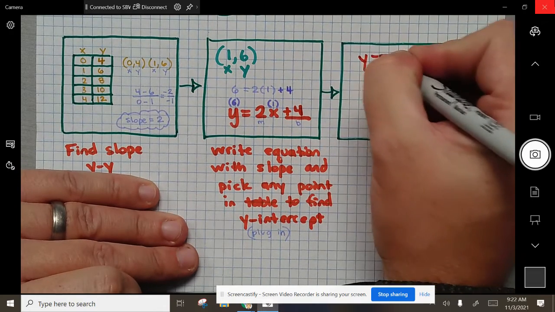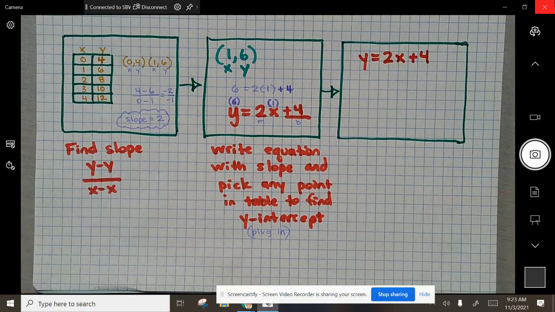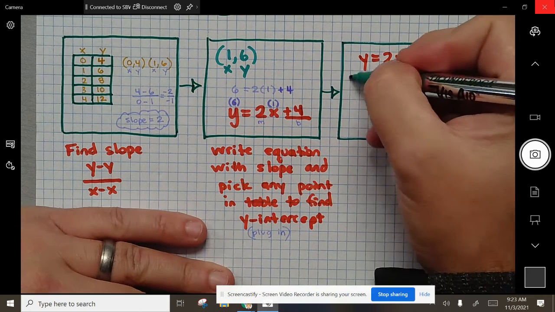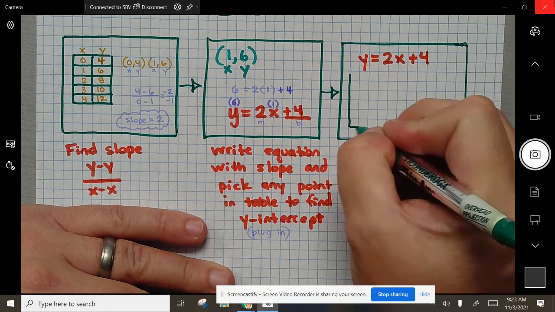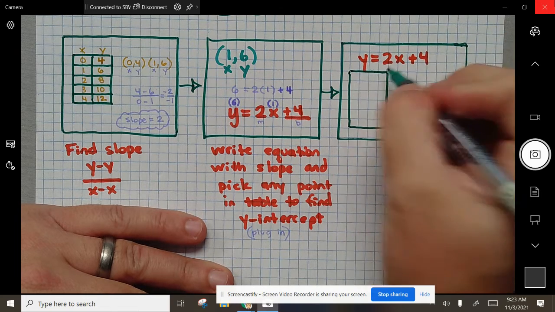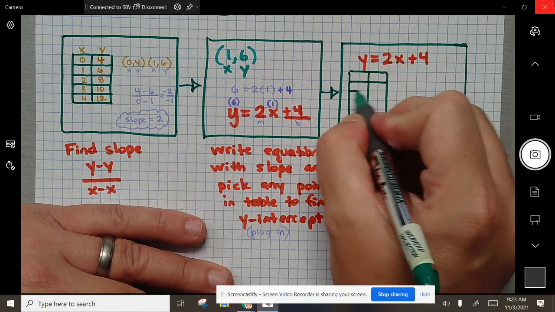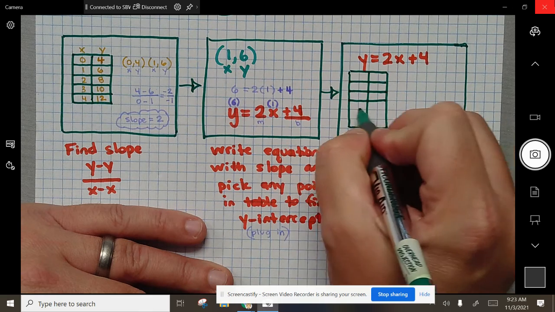Now, what I would do here, excuse me, since you're my honors kiddos, we're going to make sure every point does check out. Now, I say that for every kid should do this, but honors kids are more of my perfectionists.